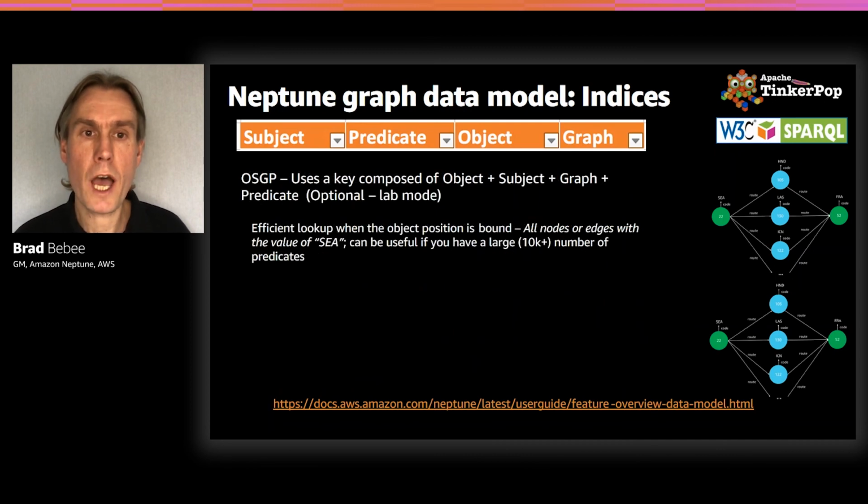We do have one optional index that you can enable using the cluster parameter groups, and that's the OSGP index. The OSGP index is useful if you have a lot of queries that start only with an object value. So I only want to find the string fra in my graph. Or if you have graphs that have a large number of predicate or distinct property values. So if you have more than 10,000 properties or more than 10,000 unique predicates, this index can be very helpful for you.